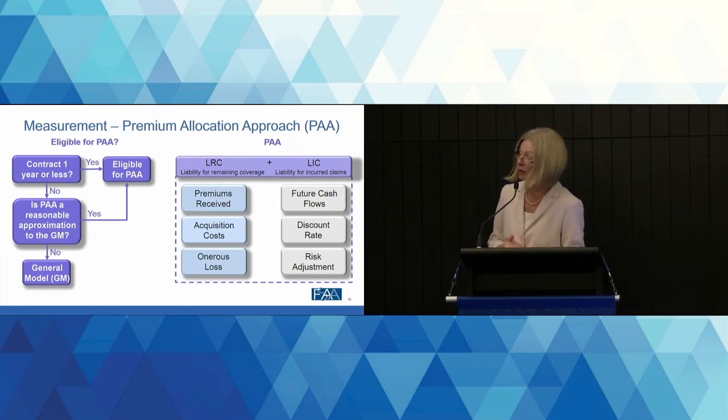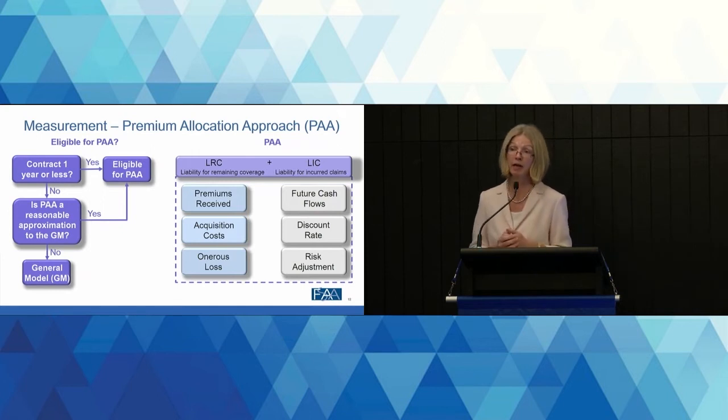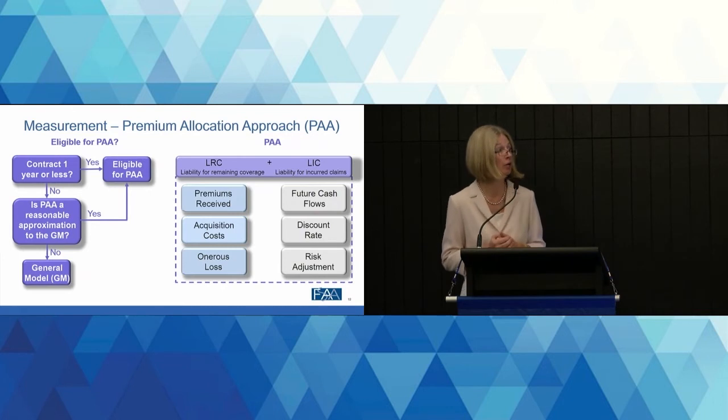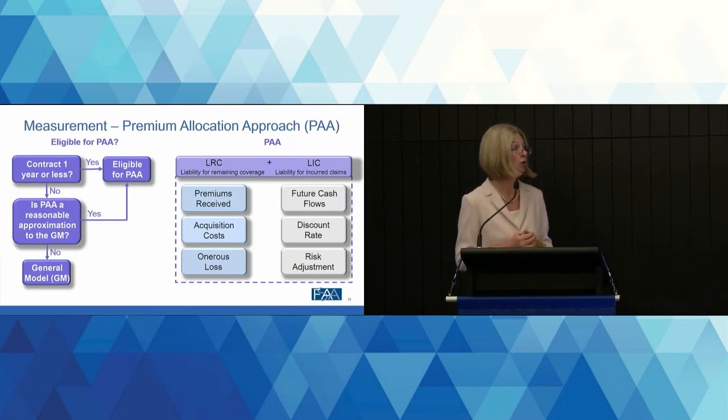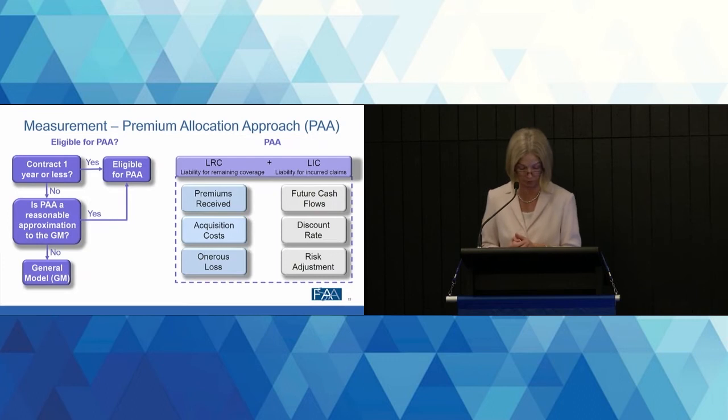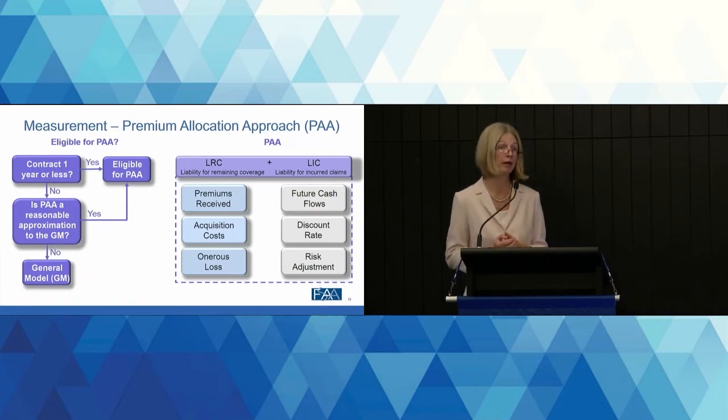On the slide there we've set out, once again, PAA has a liability for remaining coverage as well as a liability for incurred claims. Your liability for incurred claims is essentially the same as under the general model, although if your contracts have a period of less than 12 months, you can choose not to discount that liability if you wish. Looking at the liability for remaining coverage, very similar to what we have now as unearned premiums, less your DAC.